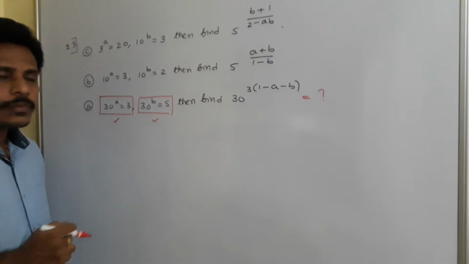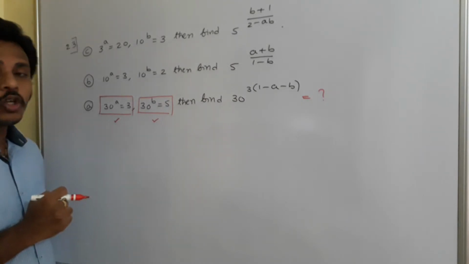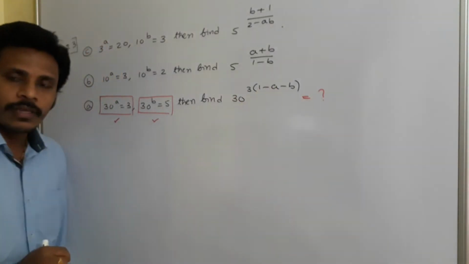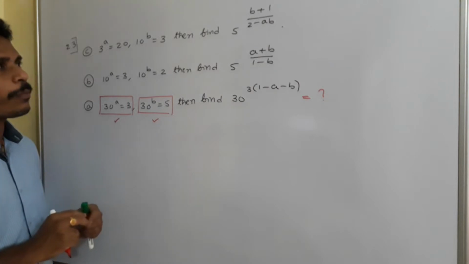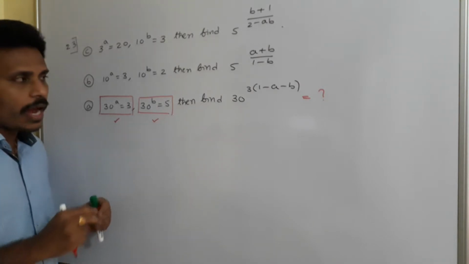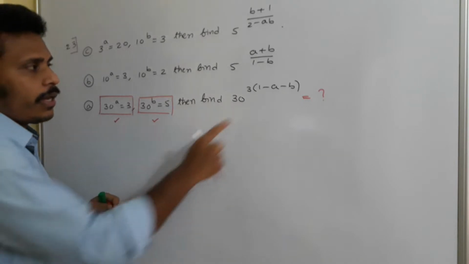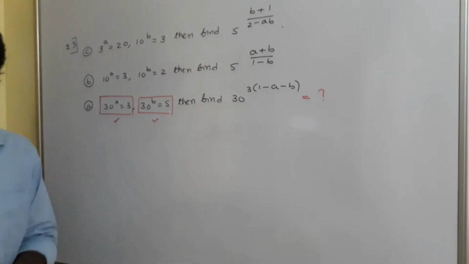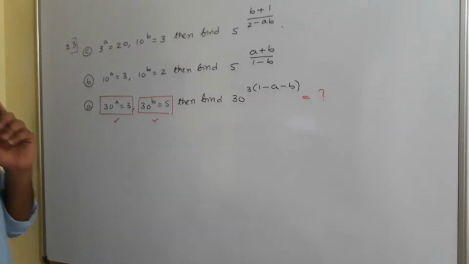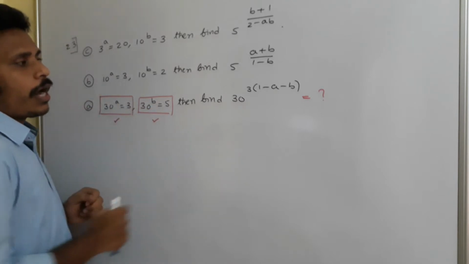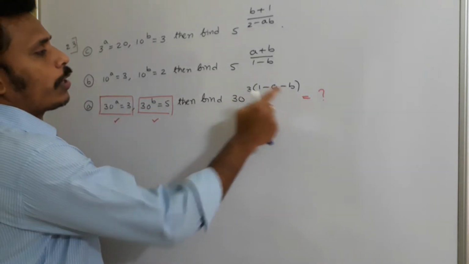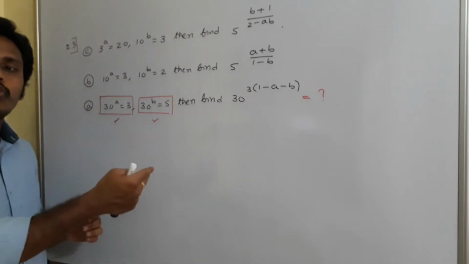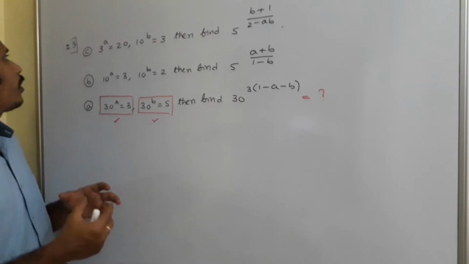So for that, initially we always need to make this 1 minus A minus B. This type of problem depends on a plan, and initially our plan is to prepare this 1 minus A minus B from the given two exponential equations. We call them exponential equations, right? We have 30 power A, 30 power B, and we need to find 30 power 3 into 1 minus A minus B. This problem is a bit simple compared to the others, and I will give you two more different and difficult problems as 24 and 25.